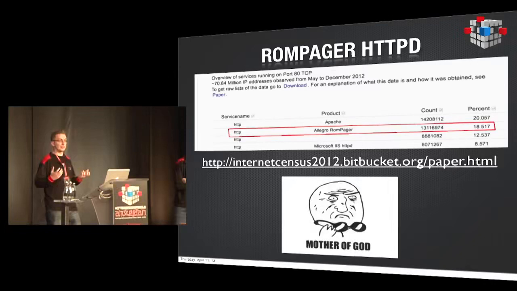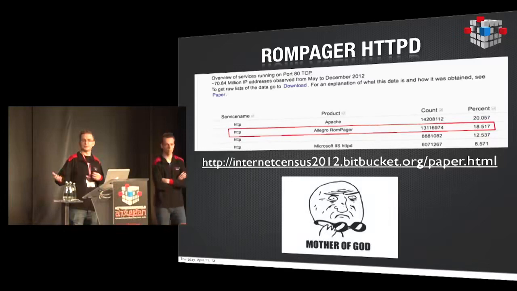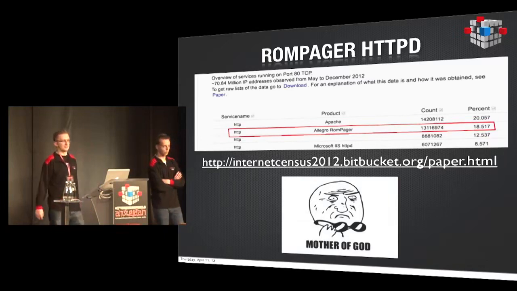But to my surprise, on the second spot we don't find Nginx or IIS, Lighttpd or whatever. No, we find Allegro RomPager, which is apparently very widespread and has over 131 million devices connected, directly accessible from the internet. And that's only on port 80. So the ones running on 7.6, for example, are not part of this chart. So there's a lot of them out there, making up over 18% of all public HTTP servers. I think that's a lot.